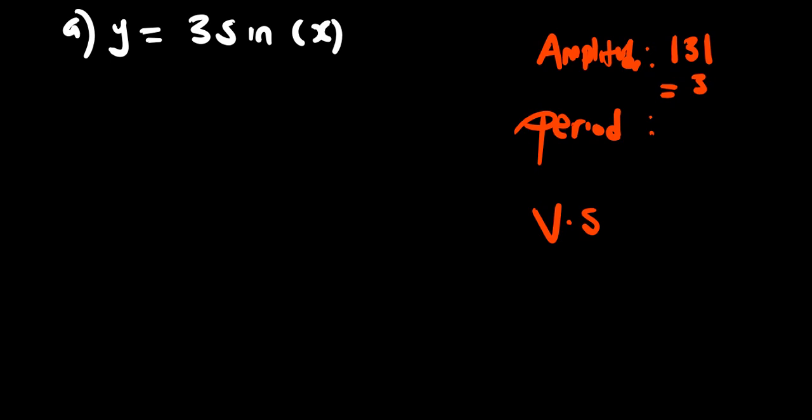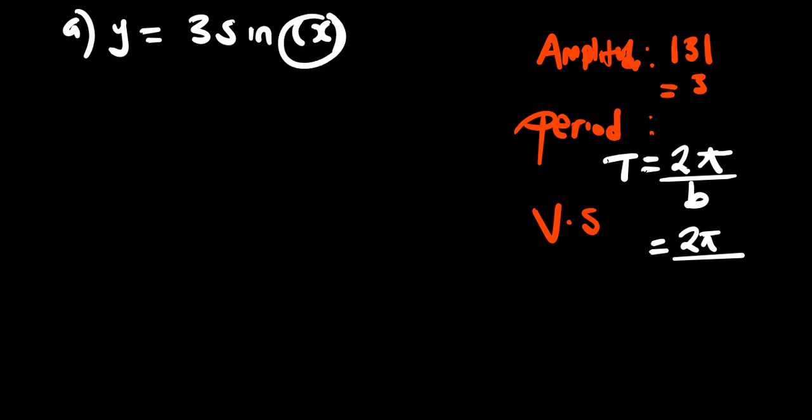The way we find the period, T, is equal to 2 pi over the coefficient of x, which is b. In this case, this is our x. The coefficient of x, we're talking about a number. In this case, the coefficient is just a 1, right? So it's the one that you're going to put here. Therefore your period is going to be 2 pi.